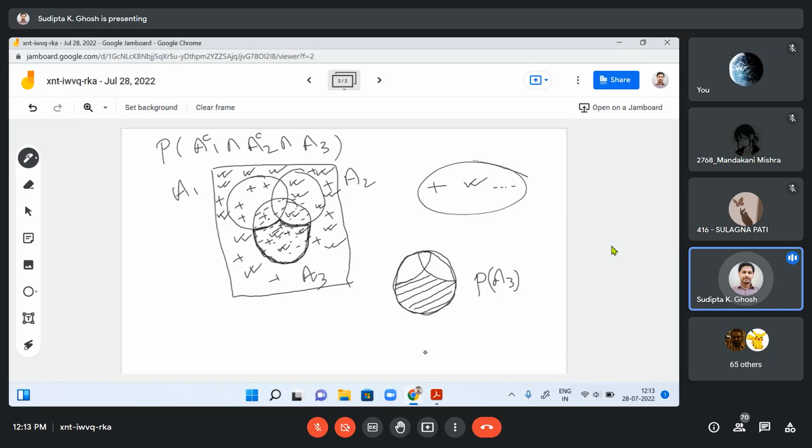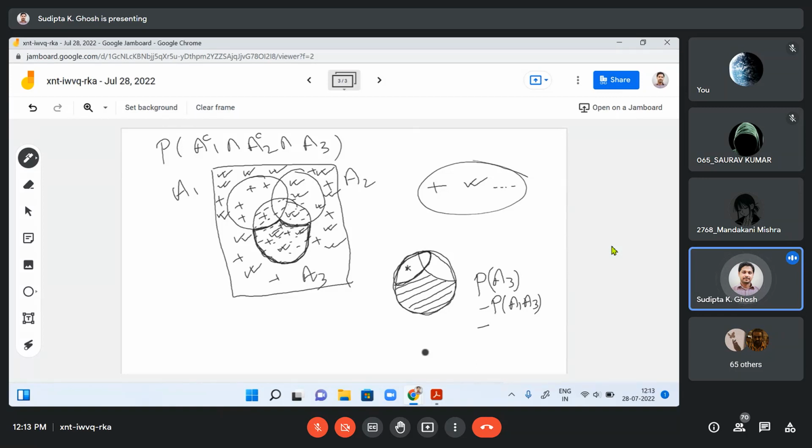Suppose I want to delete first this part. This star part I want to delete. So which thing do I have to delete? Can anyone tell me? The intersection of A1 and A3. A3 minus the intersection of A1 and A3. If I delete this part from A3, which part remains?